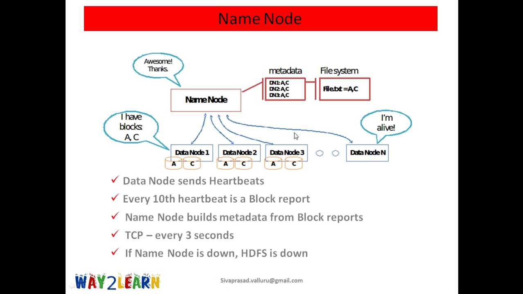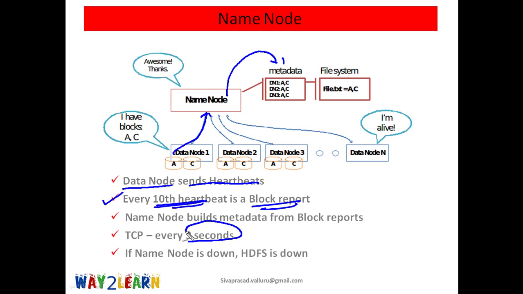Then coming to data node and name node interaction. Data node, as we discussed earlier, will send heartbeats to the name node at a regular interval, and every 10th heartbeat is a block report which says I am containing these blocks. Once the name node gets this heartbeat, it will extract the data from it and update the metadata accordingly. So a heartbeat will be sent every 3 seconds.